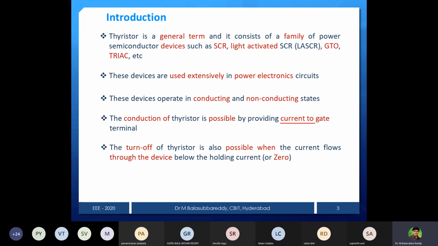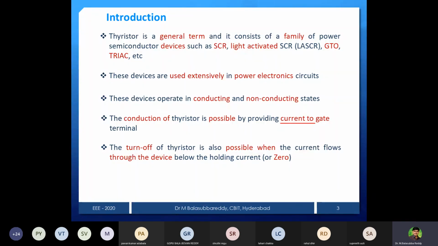Another one: turn off of a thyristor is also possible when the current flowing through the device is 0 or below the holding current. This statement I mentioned many times, either 0 or holding current, it is no matter, you can write anything. Strictly speaking, it is below the holding current. It is after all milliamperes of current.